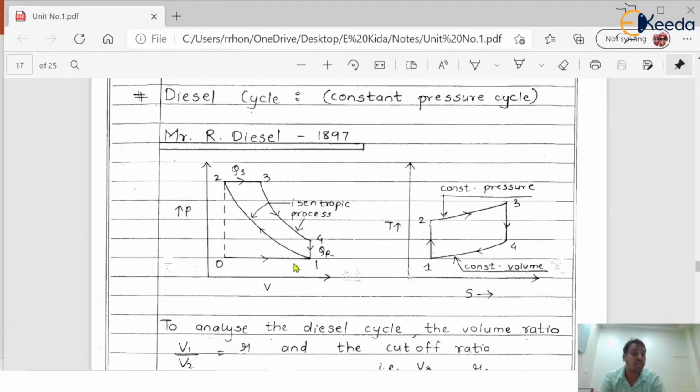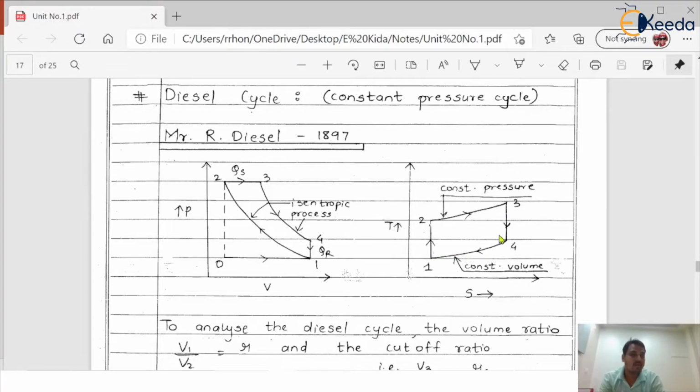inside the engine cylinder. In the case of a diesel engine, the process 0 to 1 is again suction, 1 to 2 is compression, 2 to 3 is the heat addition process, 3 to 4 is isentropic expansion, 4 to 1 is heat rejection and 1 to 0 is the exhaust process. And these are the different pressures and volumes during the whole cycle. Again 1 to 2, 2 to 3, 3 to 4, 4 to 1.